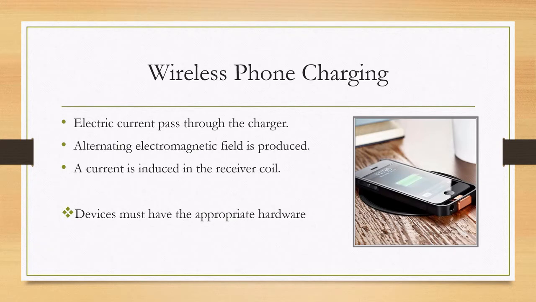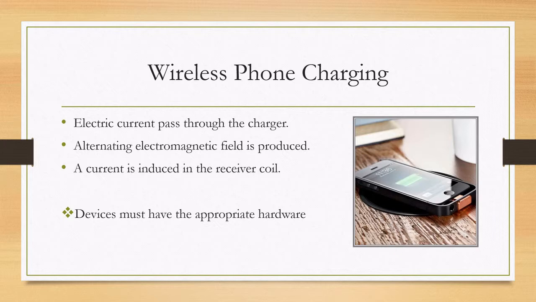Here, we have wireless phone charging. Wireless phone charging works by transferring energy from the charger to a receiver in the back of the phone through electromagnetic induction, but not through the wire. Its concept is quite similar to the electric toothbrush that we have discussed just now.